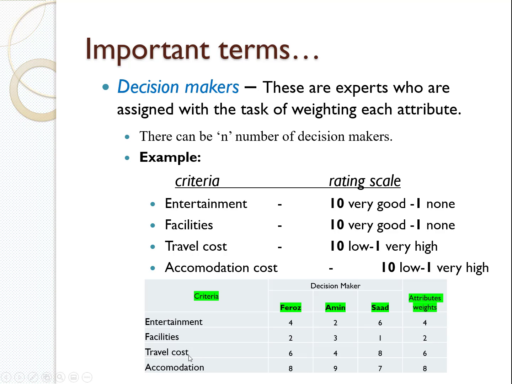This is simply travel cost. Feroz assigned 6, Amin assigned very high. You need to remember that 1 will be very high, 2 will be much higher than 3, 3 will be much higher than 4. Saad assigned very low in terms of the cost attribute, 8, and similarly when you calculate the average, similarly for accommodation, once again you will calculate the average.